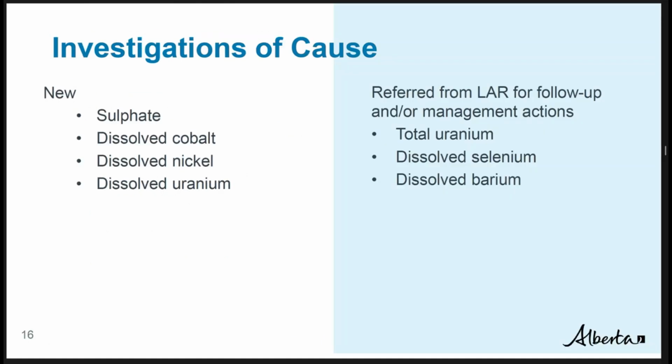New investigations of cause have been initiated for the indicators on the left: sulfate, dissolved cobalt, nickel, and uranium. In addition, several indicators were referred from the Lower Athabasca region for follow-up, including total uranium, dissolved selenium, and dissolved barium. These indicators were found to primarily originate in the upper reaches of the Athabasca River and or the Lesser Slave River watershed. It should be noted, and this applies to all frameworks, that investigations of cause may be prioritized based on a number of factors, including risks to aquatic life, impacts to downstream users, and other environmental impacts.